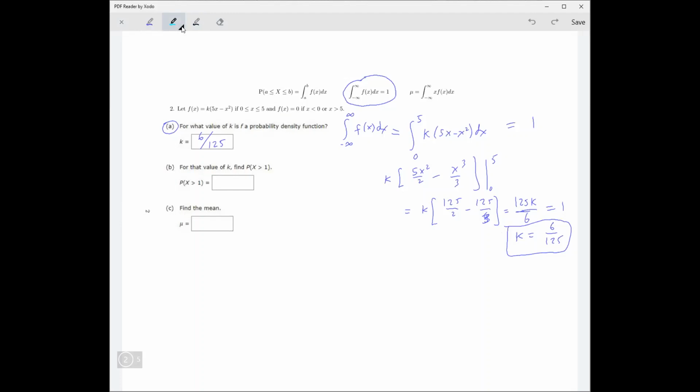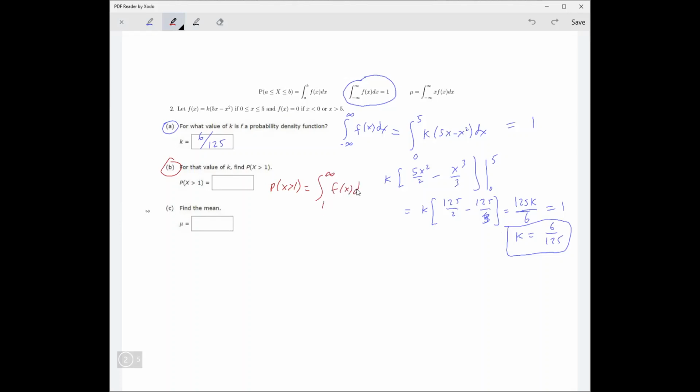Any question about that? Okay, part B. For that value of k, so this value of k. Now if you put that value of k in there, then we have a probability density function. What's the probability that x is greater than 1? Again, it's going to be from 1 to infinity.